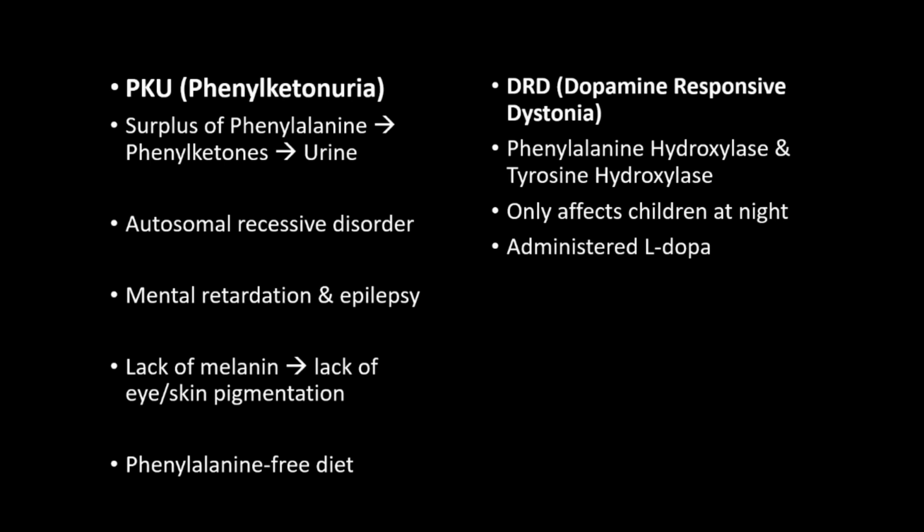The next disorder is dopamine responsive dystonia, or DRD. So, DRD is a genetic deficiency of both phenylalanine hydroxylase and tyrosine hydroxylase, and DRD only affects children. Its effects are very interesting. In the afternoon, and only in the afternoon, after dopamine stores are depleted, dystonia and involuntary movements will occur, similar to cerebral palsy. And this only occurs in the daytime, but throughout the night, as children regain their dopamine stores, they will gain full muscle control again. And this cycle continues on day and night.